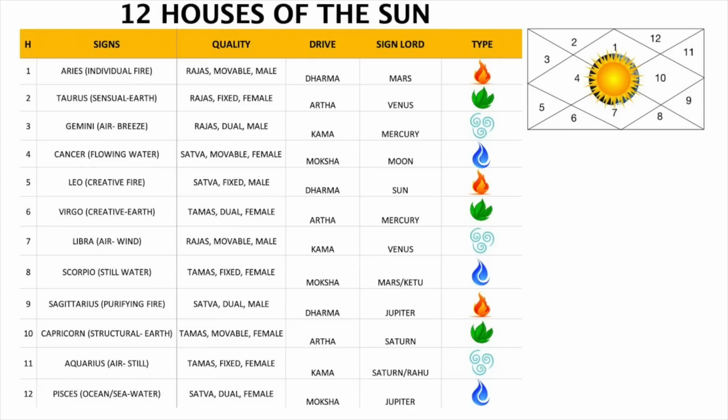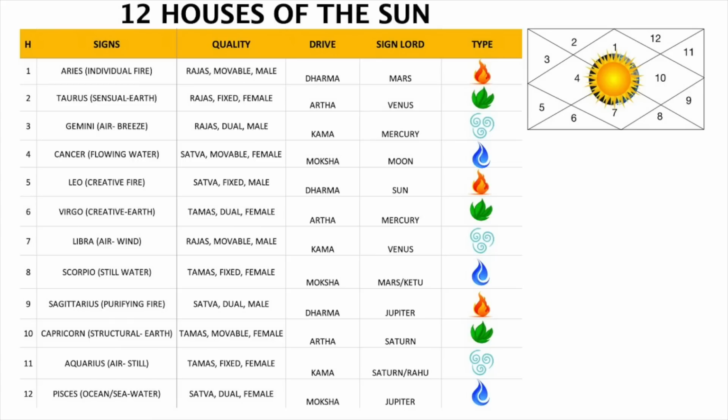So now we see the 12 houses of the sun over there. I have stuck a little chart over there also just for reference. The houses 1 to 12 for an Aries ascendant, just for understanding purposes. So we have house number 1 to 12 going from Aries right up to Pisces. In the first column, the signs are marked, Aries as the individual fire and right till Pisces going to the ocean. The quality I have marked in the second, third column there.